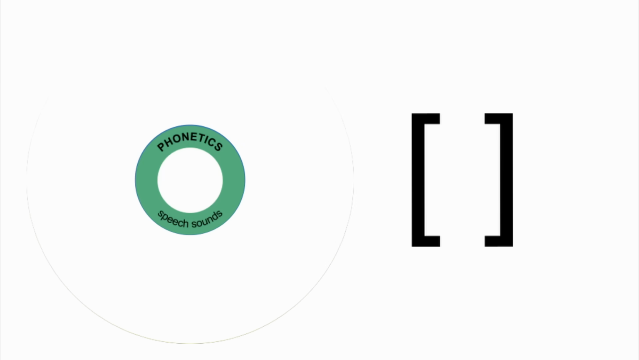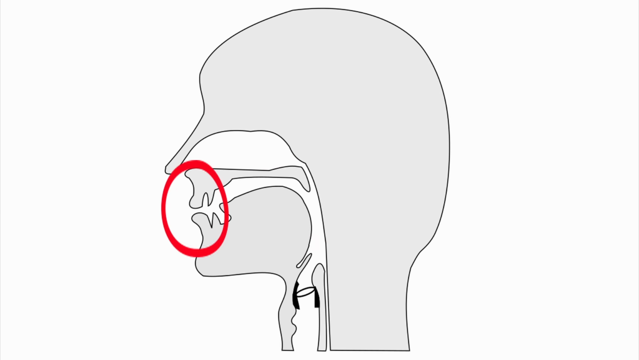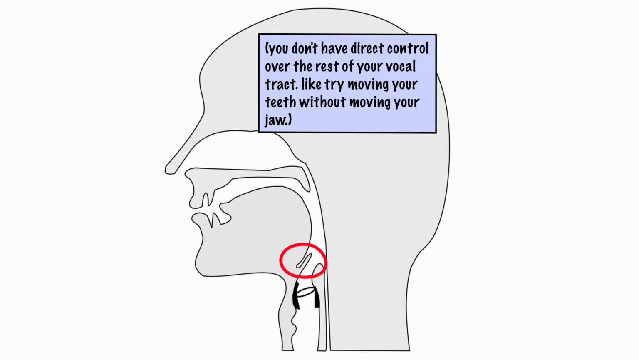Square brackets come from the field of phonetics and describe how something is pronounced. Simple as that. Whatever is in square brackets is an instruction on what to do with your tongue, lips, jaw, velum, uvula, pharynx, larynx, and maybe even your epiglottis if you get lucky.